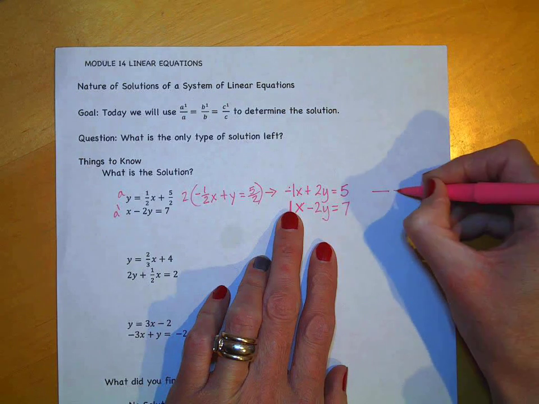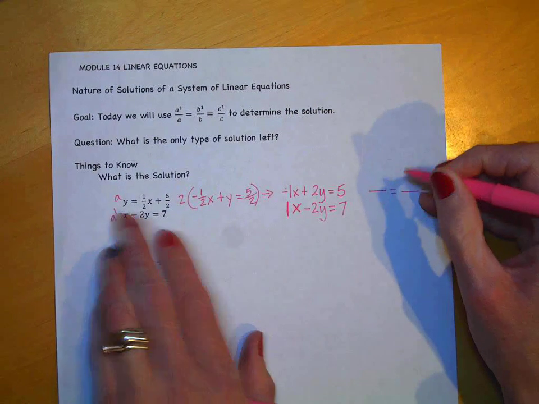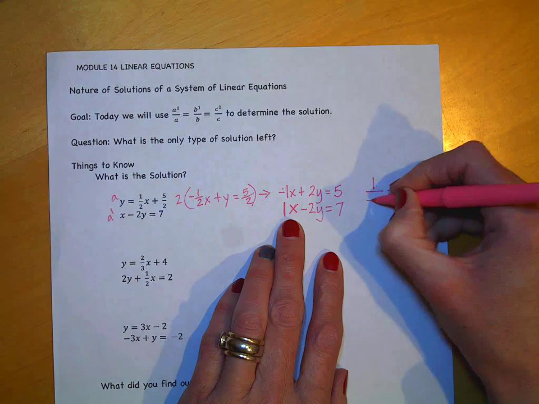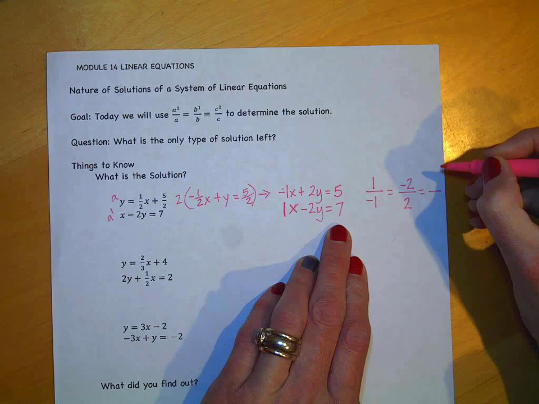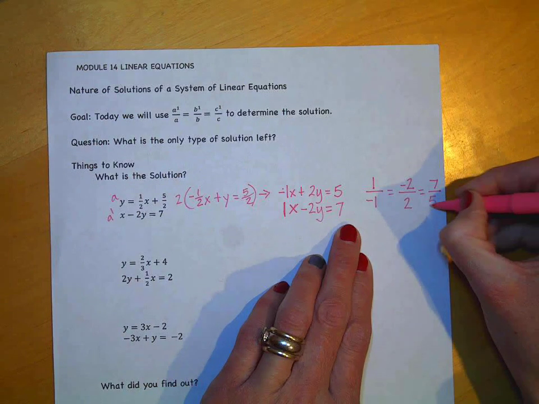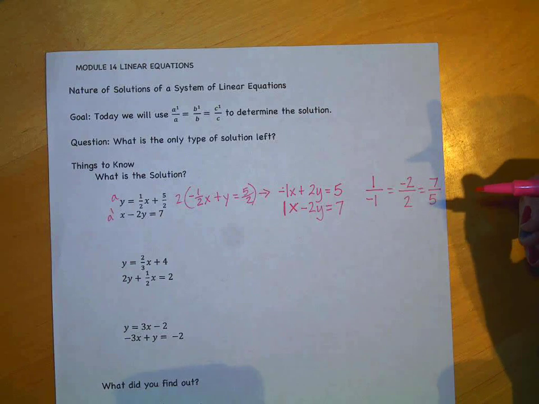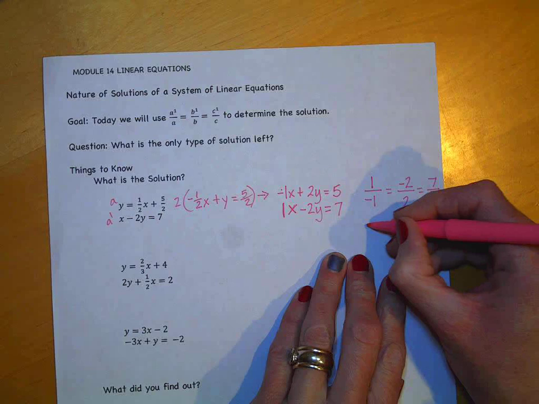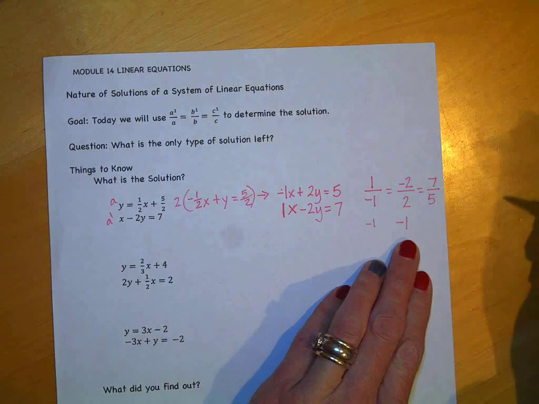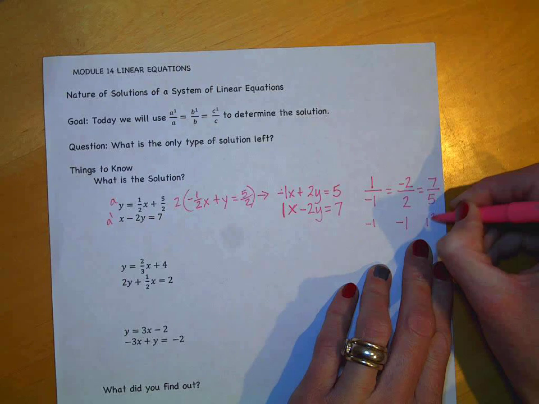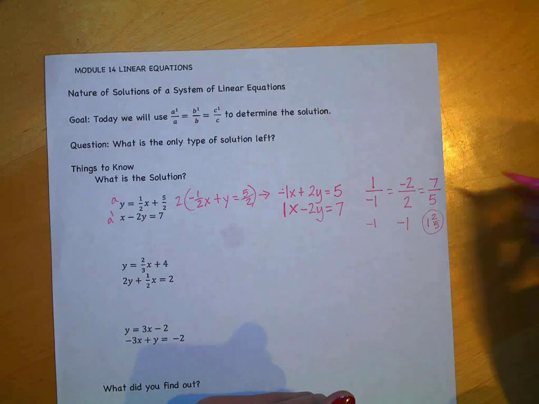Remember, A1 over A is equal to B1 over B, which is equal to C1 over C. So it's the second line. We're going to have 1 divided by negative 1, right? Does everybody see that? Then we have negative 2 divided by a positive 2, and then 7 divided by 5. Now, the rule is that if we have the same answer for each one, then it is the exact same line. Let's check. 1 divided by negative 1 is negative 1. Negative 2 divided by a positive 2 gives me a negative 1. So far, so good. 7 divided by 5 is 1 2/5. So right there, that knocks it out of the situation where they are the same line.